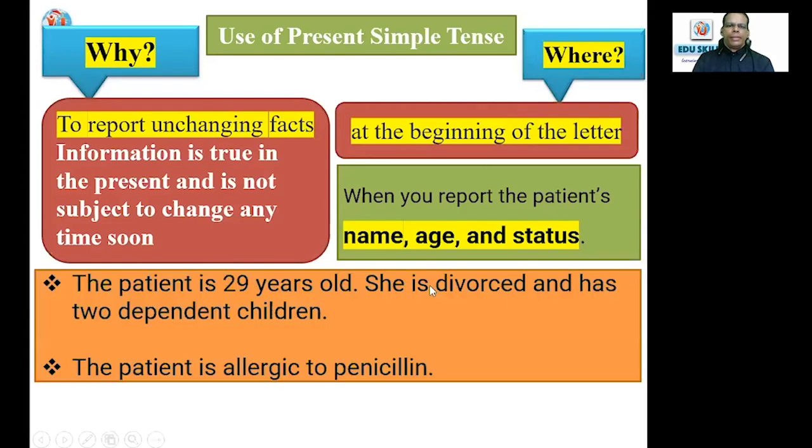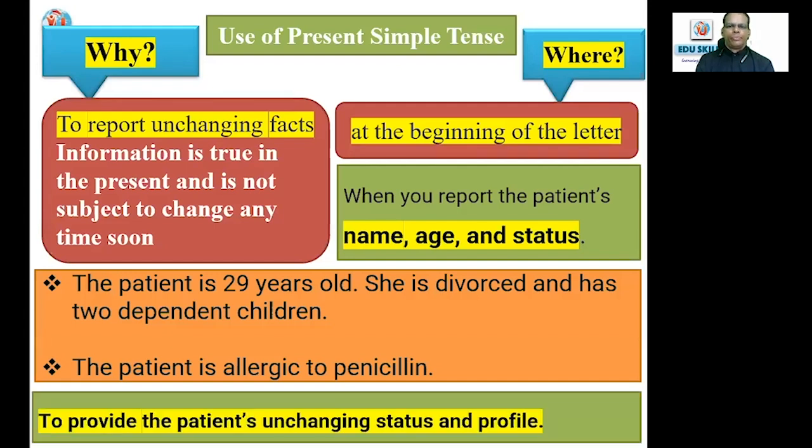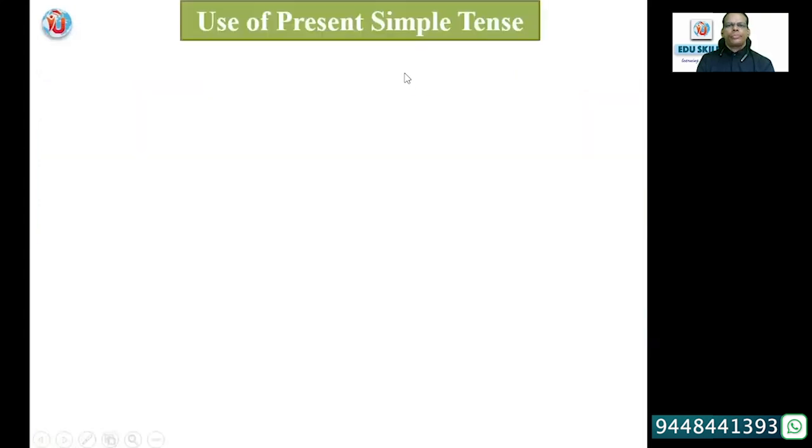For example, the patient is 29 years old. She is divorced and has 2 dependent children. This is simple present tense. The patient is allergic to penicillin. This is also simple present tense. This is used to provide the patient's unchanging status and profile. Whatever is unchanging in the present condition of the patient, you use simple present tense to provide the patient's unchanging status and profile.